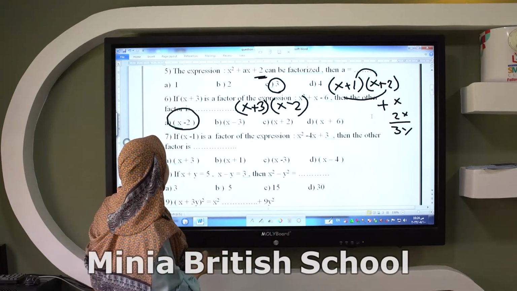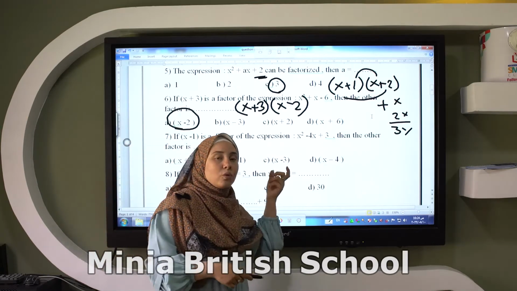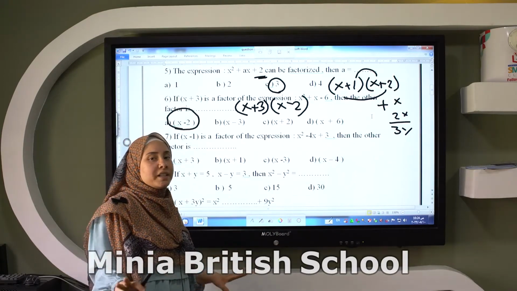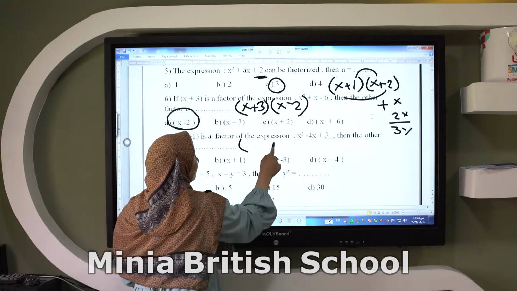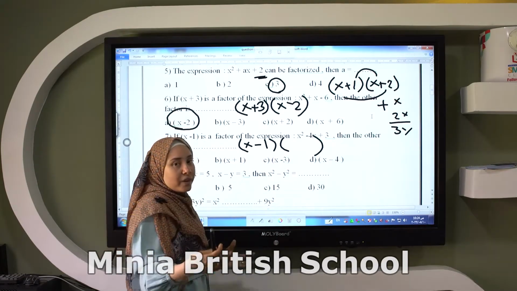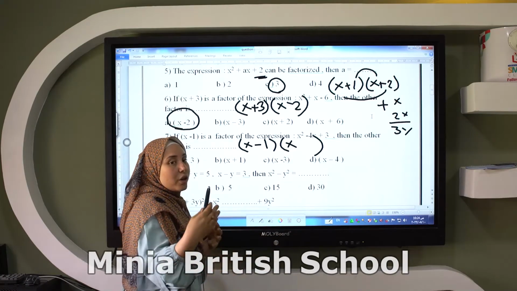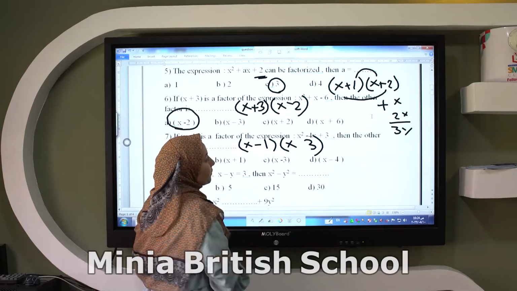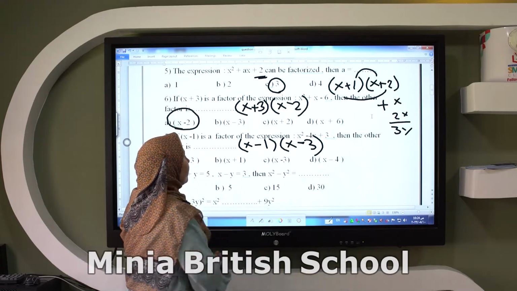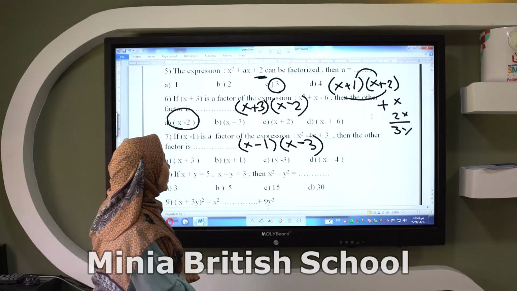Next one. If x minus 1 is a factor of the expression x power 2 minus 4x plus 3, then the other factor is what? The same idea here. One of the factors is x minus 1. X power 2 is factorized into x and x, and 3 is factorized into 3 times 1. And both numbers take the same sign of the middle term, the negative. So the other factor is x minus 3.